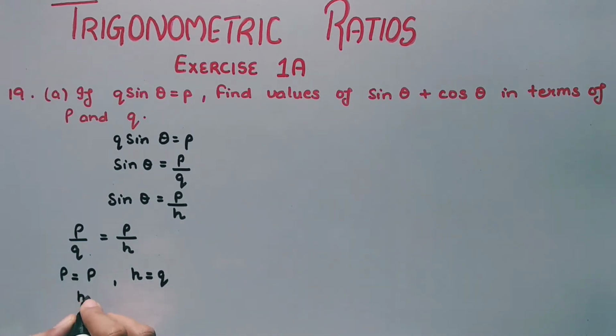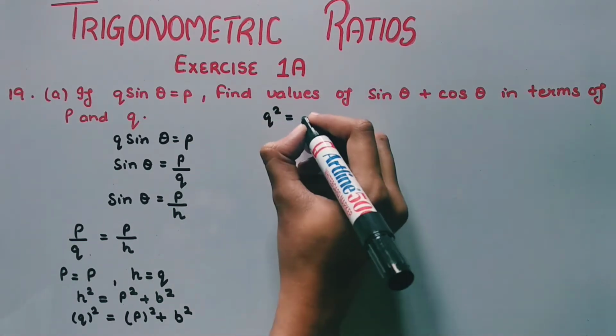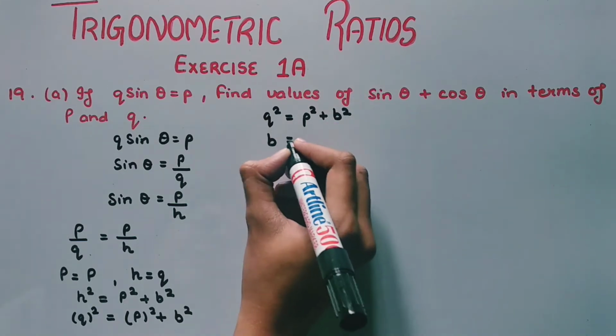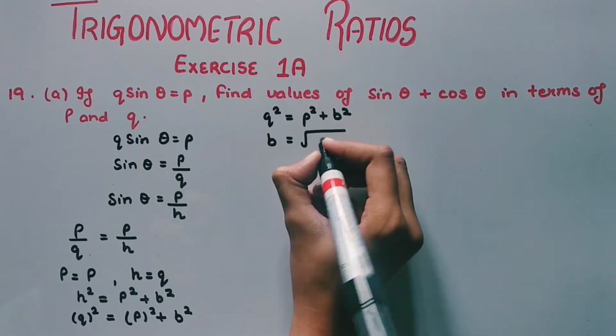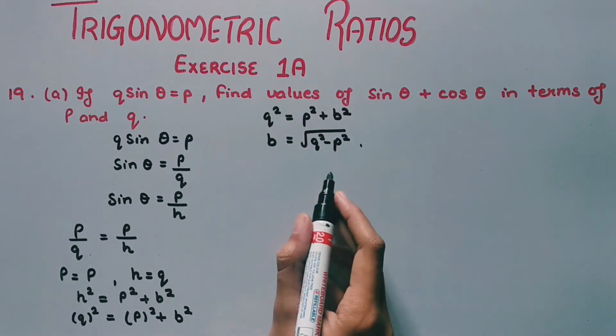Now we have the equation, that is hypotenuse square, that is equal to perpendicular square plus base square. Value of hypotenuse is q, that is q square, that is equal to value of perpendicular is p only, p square plus base square. Hence we have q square, that is equal to p square plus base square. Here value of base will be under root q square minus p square. Now we have the value of base.